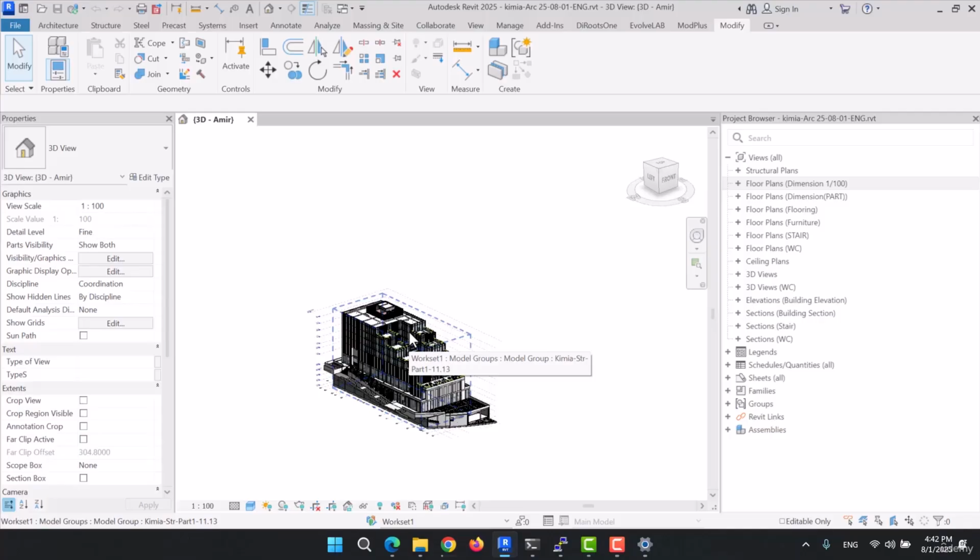The same thing happens in this project. We were actually supposed to have a scale of 1 to 50, but since our project was very large, the plans of this project at a scale of 1 to 50 could not be placed on the sheet size that was announced.